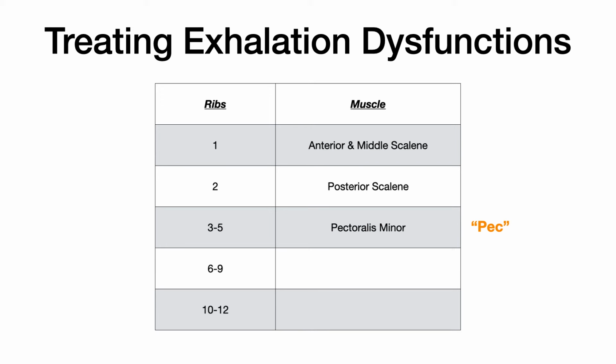you use pec minor. Ribs 6 through 9, you're going to use the serratus anterior, which again, my mnemonic is look at the S in serratus, and 6 starts with S, so that's pretty easy to remember. And lastly, ribs 10 through 12, you'll use the latissimus dorsi. So know these ribs, know the muscles that attach to them, and therefore the muscles that you'll use in this subtype of muscle energy to pull those ribs back up.